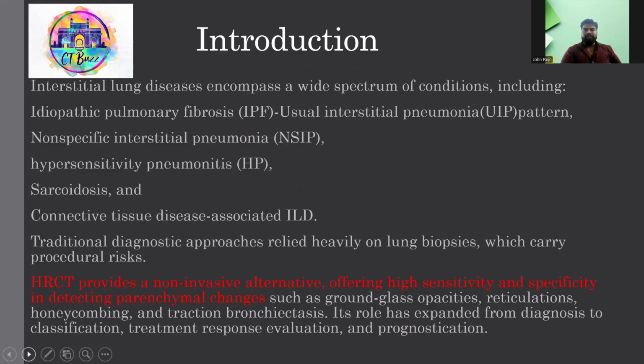Introduction. The interstitial lung diseases encompass a wide spectrum of conditions, including idiopathic pulmonary fibrosis with UIP pattern, the NSIP pattern, hypersensitivity pneumonitis, sarcoidosis, and connective tissue associated ILDs. HRCT provides a non-invasive alternative, offering high sensitivity in detecting parenchymal changes such as ground glass opacities, reticular changes, honeycombing, and traction bronchiectasis.